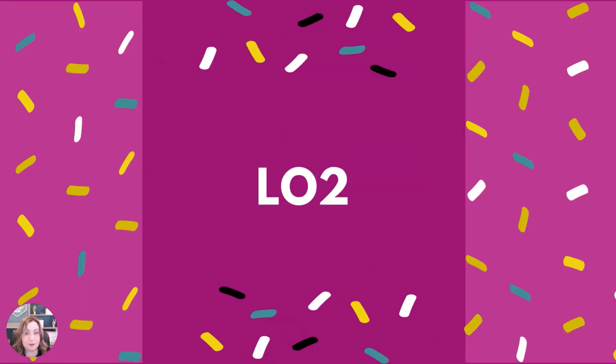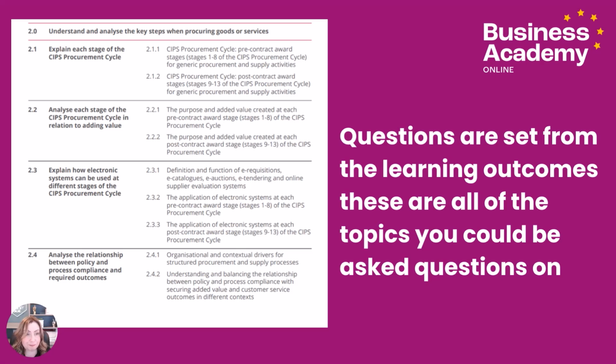Learning Objective 2 then. Once again, this is what you could be asked in terms of Learning Objective 2. So we've got, again, 4 learning outcomes. It's understanding and analysing the key steps when procuring goods or services. So really, the procurement cycle is what we're going to be talking about because we've got 2.1, which is explaining each stage of the CIPS procurement cycle, pre and post-award, analysing each stage of the CIPS procurement cycle in relation to added value.